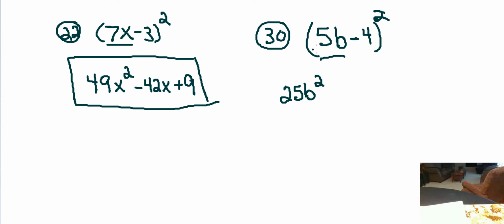I'm going to do the middle term. I don't have to do the last term first. I can do the middle term. How about 2 times negative 4 is negative 8. Negative 8 times 5b is negative 40b. Then I'll square this last term, negative 4 squared is positive 16. So you'll notice when you have a binomial squared, our last term here is always positive. So you may want to make a note of that. All right, next problem.